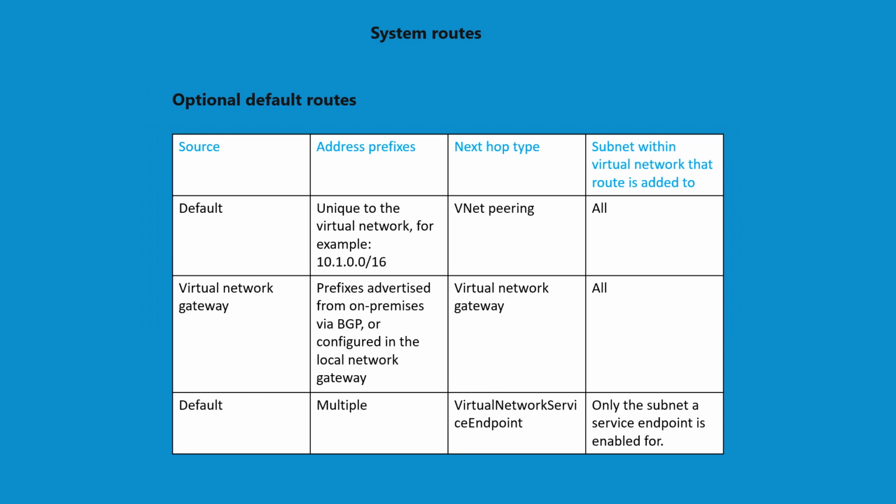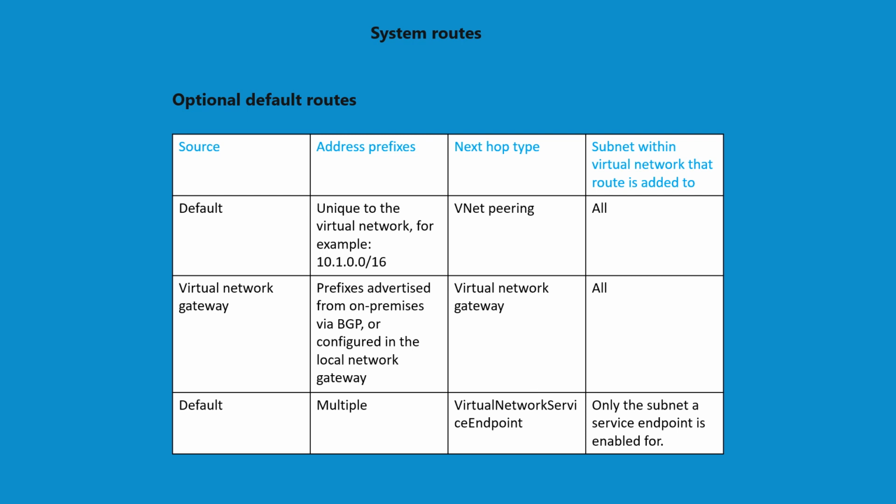System routes, optional default routes. Virtual network VNet peering. We talked about, we created VNet peering earlier, and whenever you create VNet peering between two virtual networks, a route is injected for each address space within the address space of each virtual network a peering is created for. That is how both the VNets communicate to each other. And we have not added any separate routing for that.